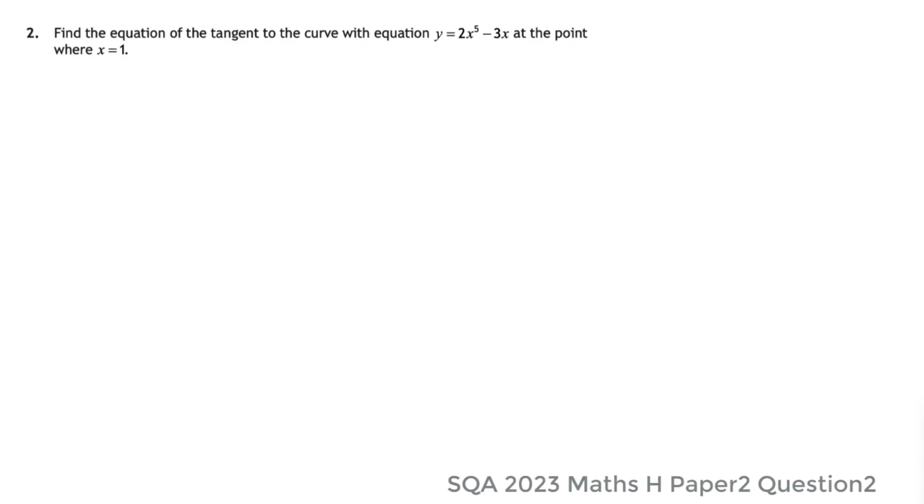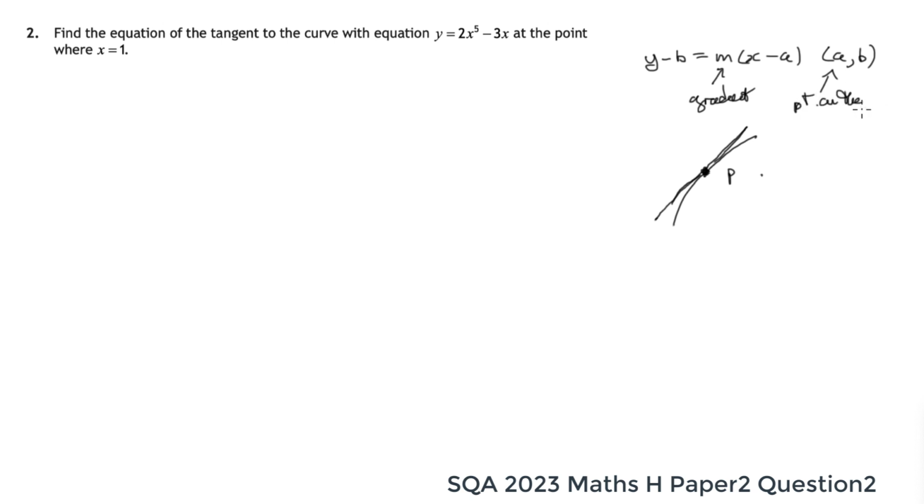So this is question 2, and we're asked to find the equation of the tangent to this curve at the point where x equals 1. Now the tangent to a curve will touch the curve at one point. So a straight line touching the curve at one particular point. And to find the equation of a straight line, remember we usually use y minus b equals m times x minus a, where m is the gradient and a, b is a point on the line.